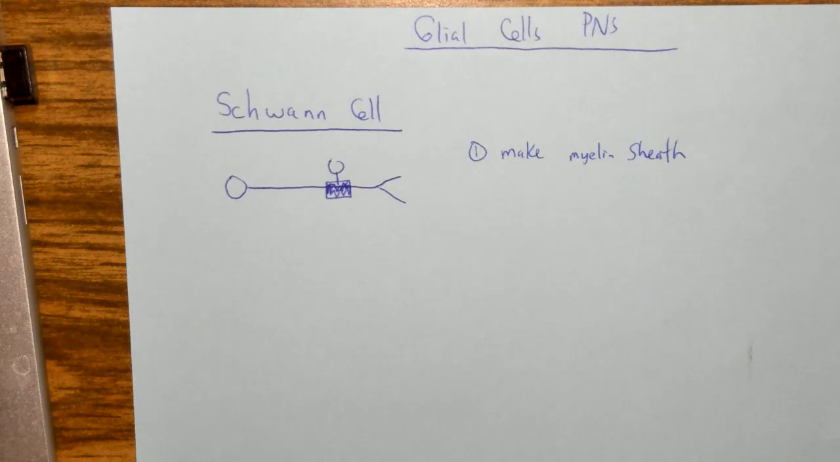You also have what's called a satellite cell. It's also structure and support, but I didn't add it on there. Okay, so these are your glial cells.